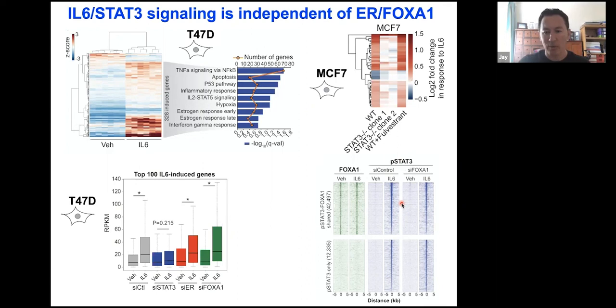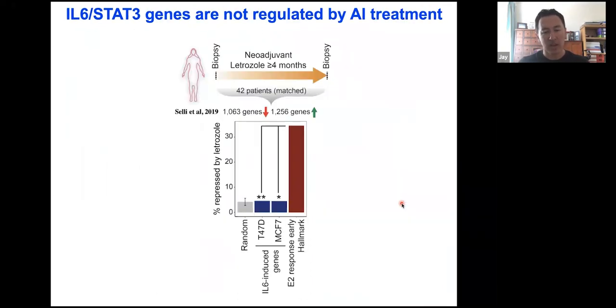And you know, we were a little perplexed by this, but we saw the same thing in patient samples. We've got two data sets. I'm only showing you data from one, but the other data set looks exactly the same. So these are biopsy samples from women pre and post an ER targeted agent treatment. So samples were collected pre-treatment, and then women were given an aromatase inhibitor, so letrozole, for at least 4 months, and then biopsies were collected at the end, and gene expression was conducted. Now, if we look at our IL-6 signature from either of these cell lines, they are not affected in these patient samples at all. It's basically background.